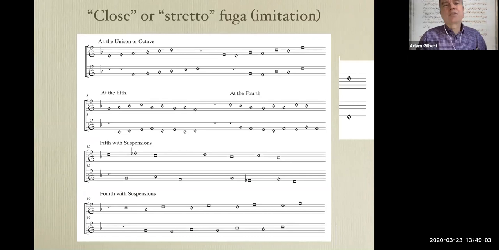And another type of imitation, though, is close fuga or stretto fuga, which means stressed. And the kinds of close fuga mean, okay, for instance, if I'm doing imitation at the unison or octave, I kind of have to wait two pitches, otherwise I'm going to get a crunch between that F and the G. So this is a classic way of making an imitation.